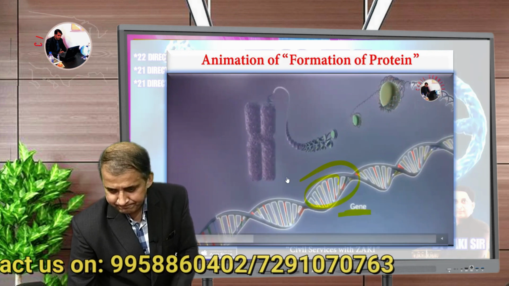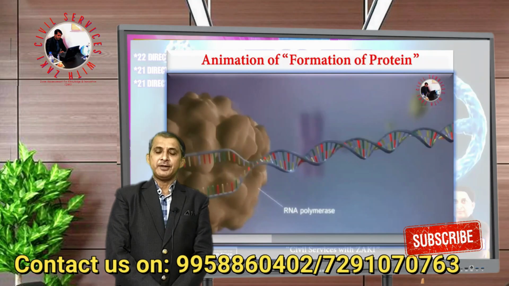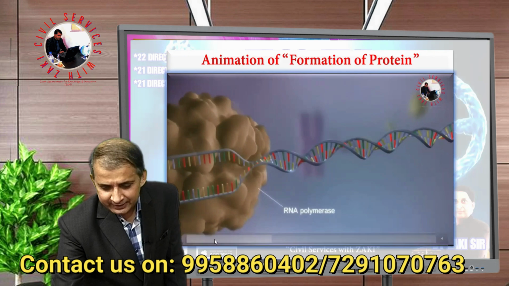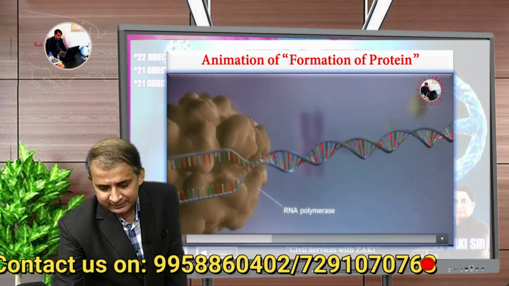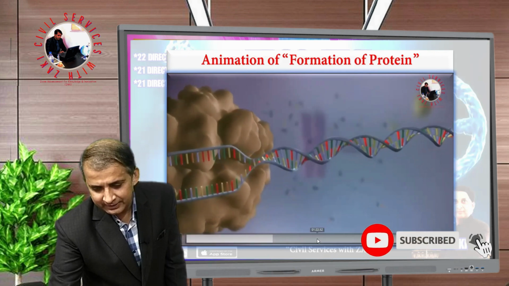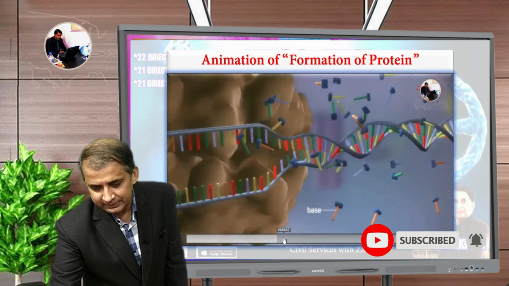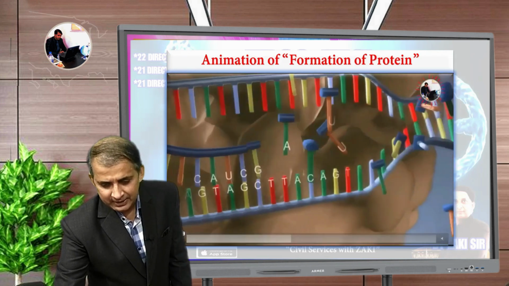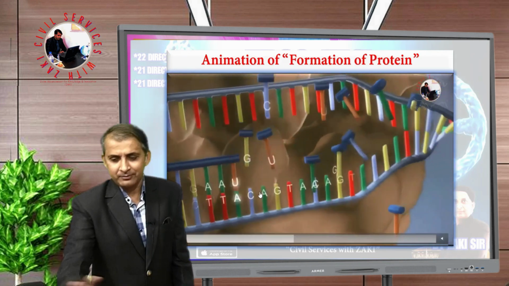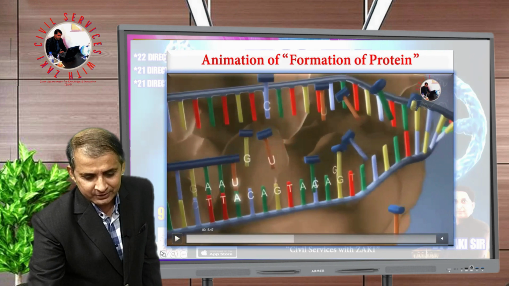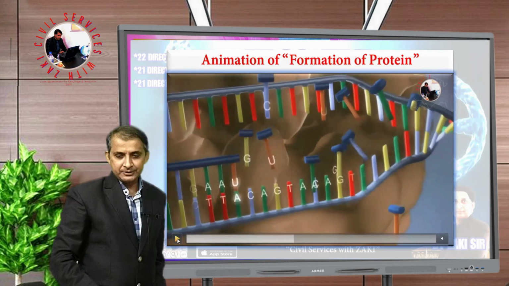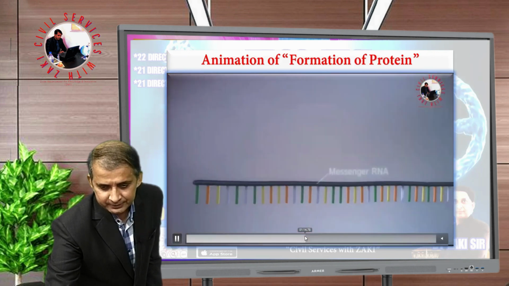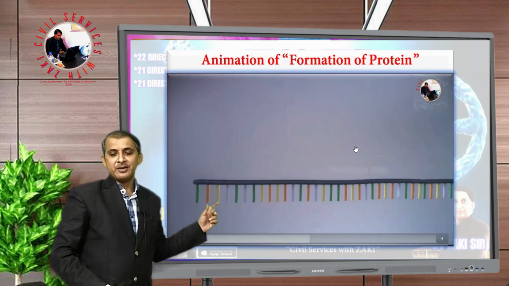See here, this DNA goes to an enzyme called RNA polymerase, and this RNA polymerase basically transcribes it into messenger RNA. See here, it has base pairs, like adenine, guanine, cytosine, all base pairs. So this is known as messenger RNA.